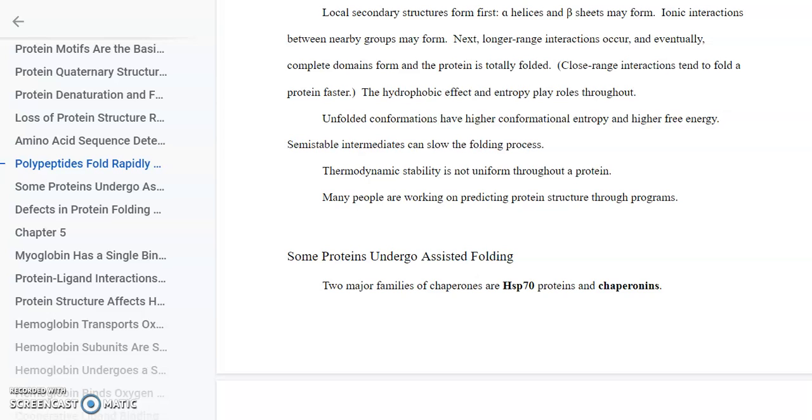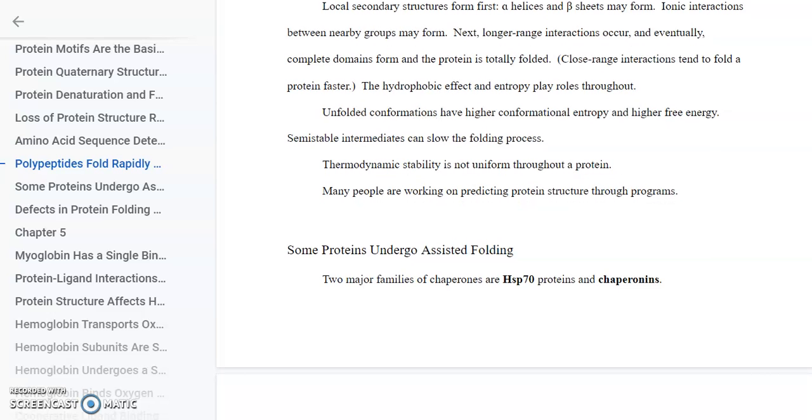Unfolded conformations have higher conformational entropy and higher free energy. Semi-stable intermediates can slow the folding process. Thermodynamic stability is not uniform throughout a protein, and many people are working on predicting protein structure through programs.